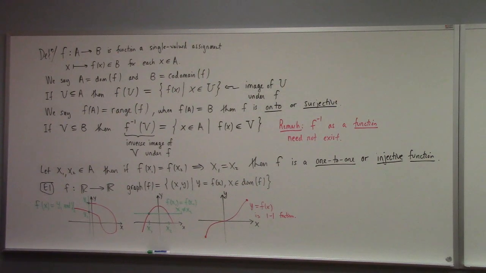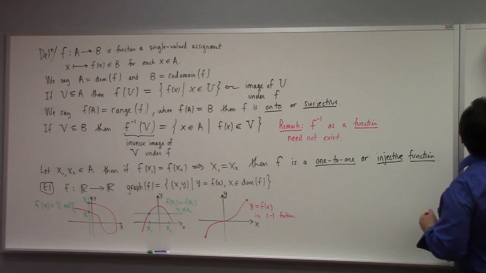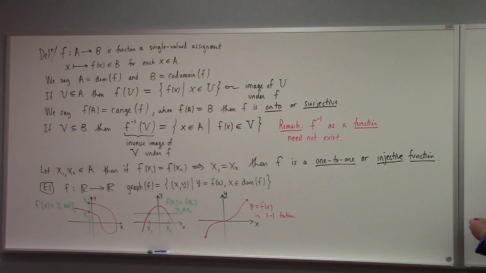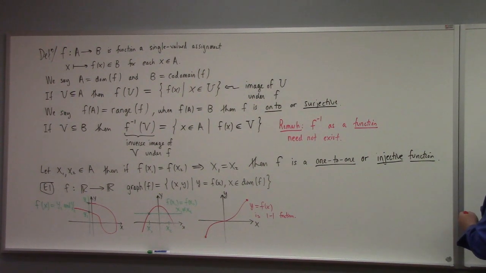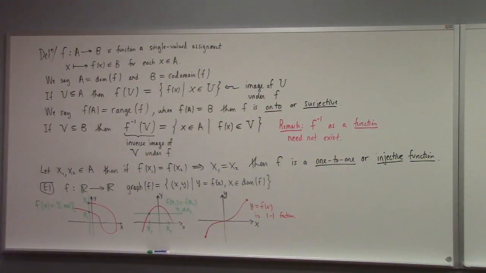Okay, so a question. For a one-to-one function, what can we say about the inverse? A singleton is something. What's a singleton? A singleton is a set containing one element. In contrast, this thing is the empty set, a set containing no elements. A singleton is a set containing just one element.